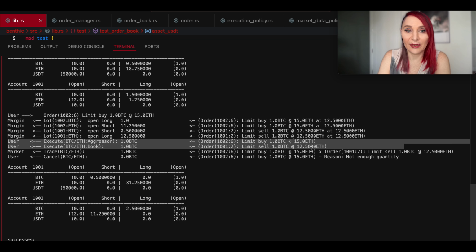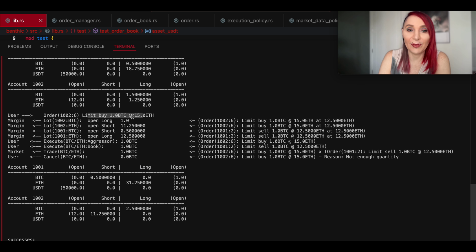And now we have 2 execution reports coming to those users. We can see that aggressor, right? User 2 was the aggressor. They sent the order to buy 1 Bitcoin at 15. So the aggressor gets 1 Bitcoin executed, and user 1, the order on the book, also gets 1 Bitcoin executed. The price of execution, right? The price of execution was 12.50 in this case, right? We can see from the lots here, it's executed at 12.50. Okay, we don't show it actually here in those messages.